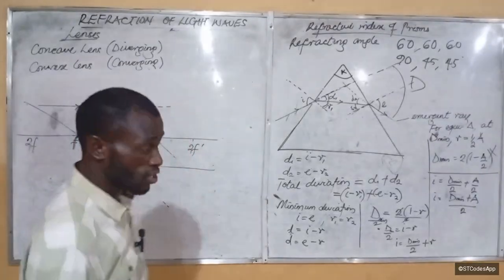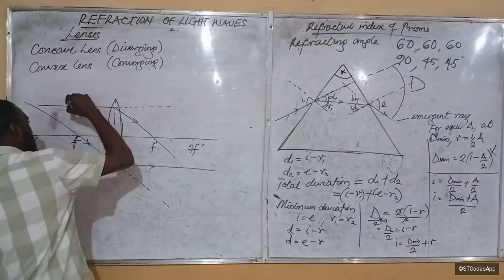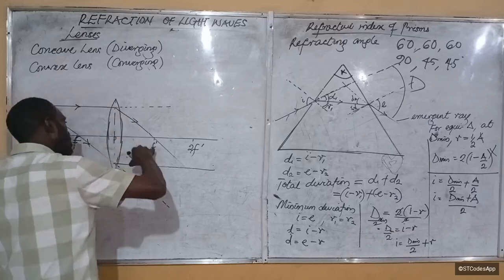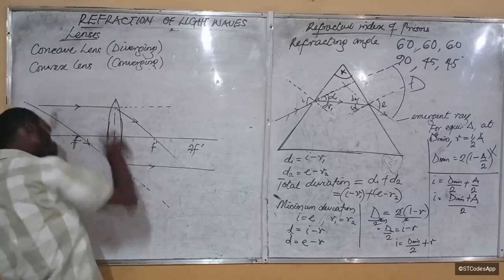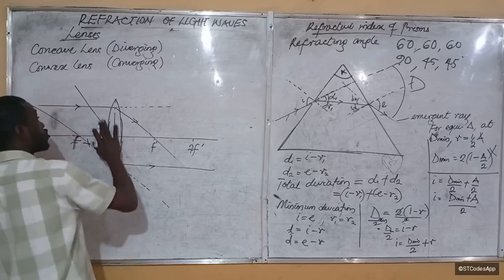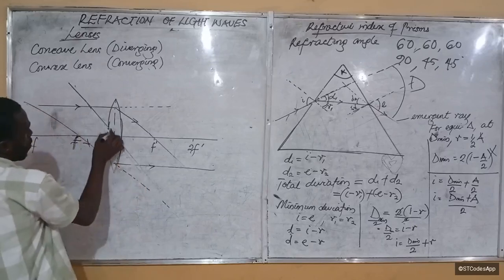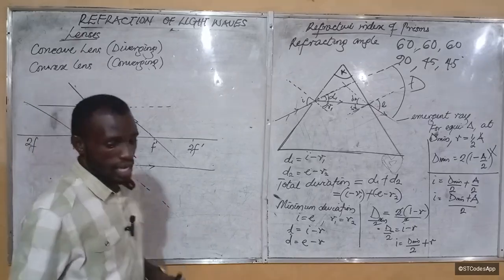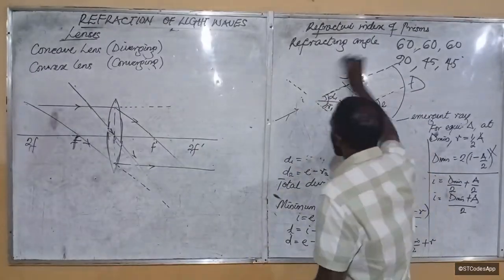Then the last rule that you need for image formation is that if you draw a ray of light to pass through the center of your lens, it should go through undeviated. It is passing through the normal of that lens. Let me draw just one for you. You can draw the rest.